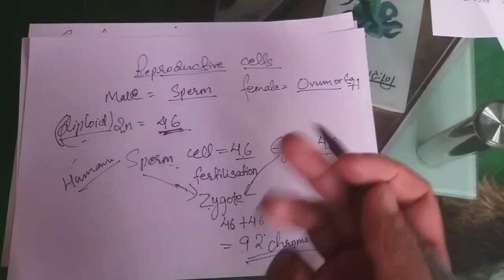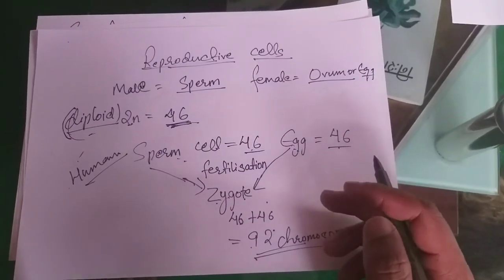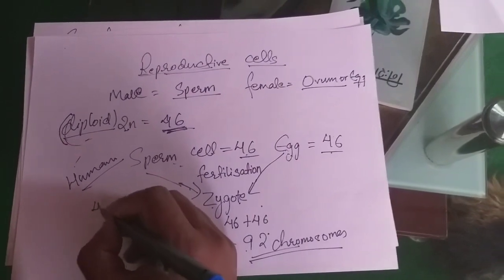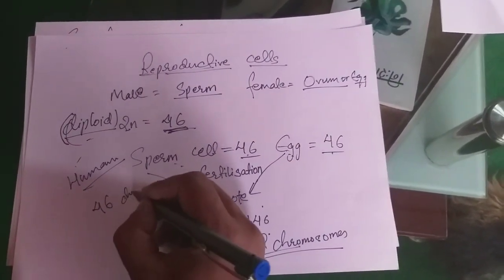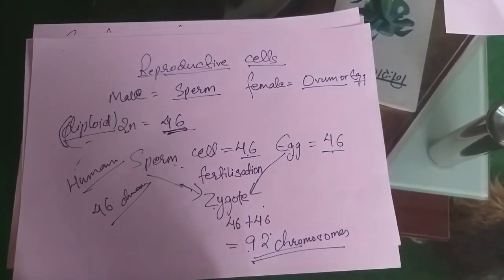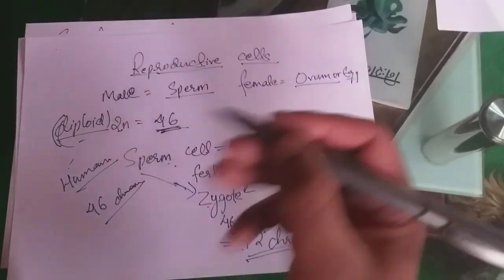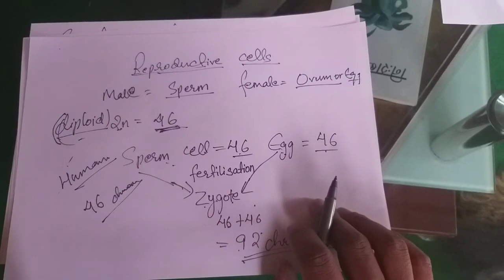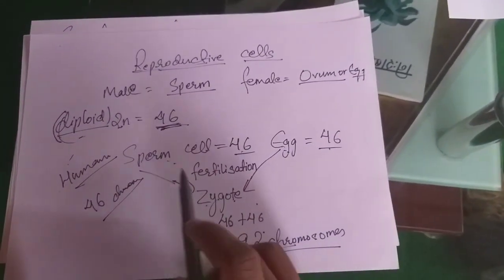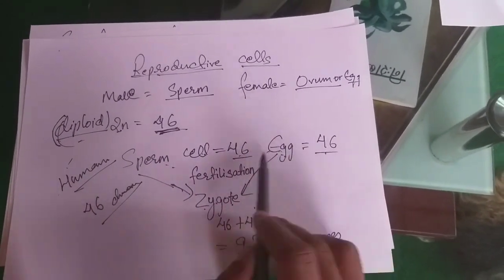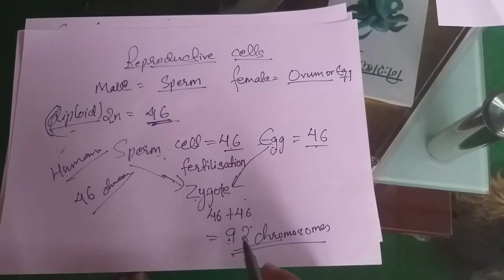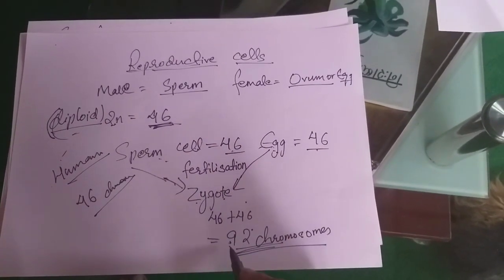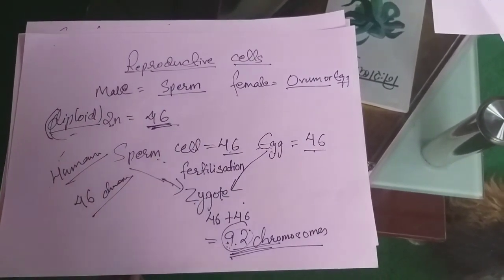Because how do we call humans Homo sapiens? Because all Homo sapiens contain 46 chromosomes along with other characters. Different species contain different numbers of chromosomes, and humans contain 46 chromosomes. But if the sperm cell and egg are produced by mitotic cell division, then the number of chromosomes in the zygote increases up to 92 chromosomes.